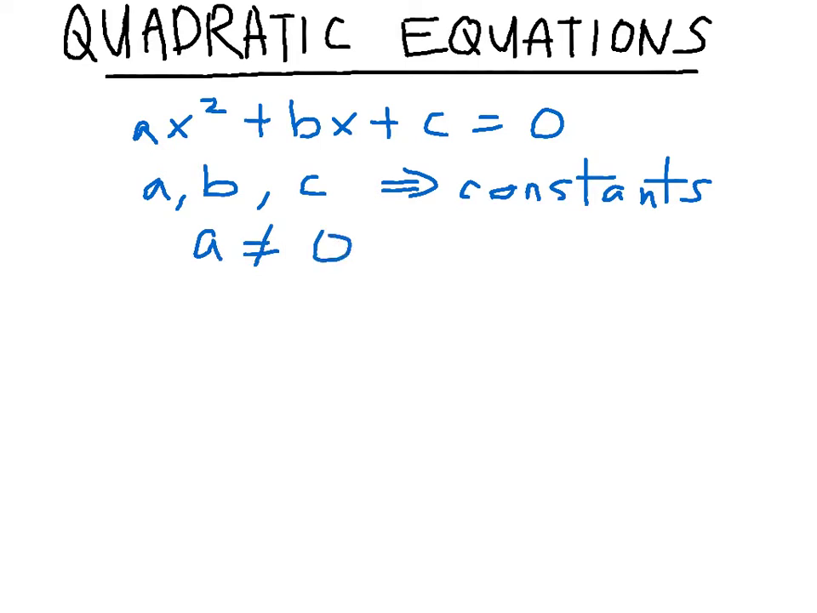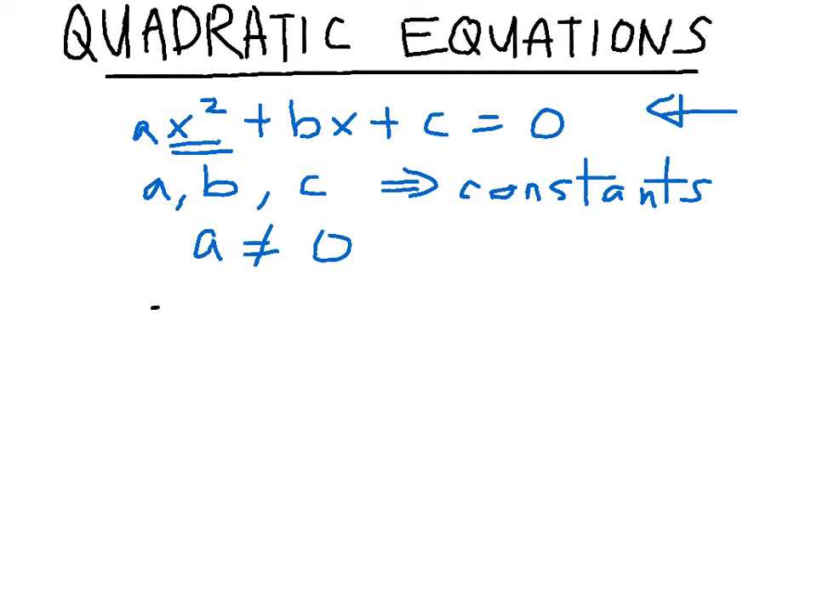Note that the highest power of the variable x is 2, and we call this an algebraic equation with a degree of 2. All algebraic equations of degree 2 can be rewritten in the general form. Let me give you an example of a quadratic equation in the general form.